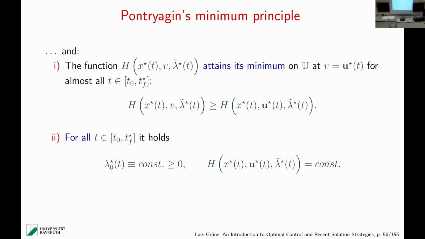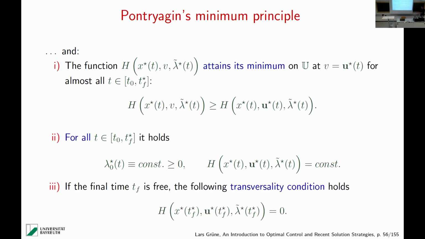Interestingly enough, this lambda 0, this additional multiplier, can actually be shown to be constant. It formally depends on time, but in practice it doesn't, so it's really a constant function. Also, as before, the Hamiltonian as a function in t, evaluated along the optimal solution, is a constant function. And if the final time is free, we get a so-called transversality condition, a condition at the end, that the Hamiltonian vanishes at the final time. Since it vanishes at the final time and is constant, it must actually be 0 all the time.